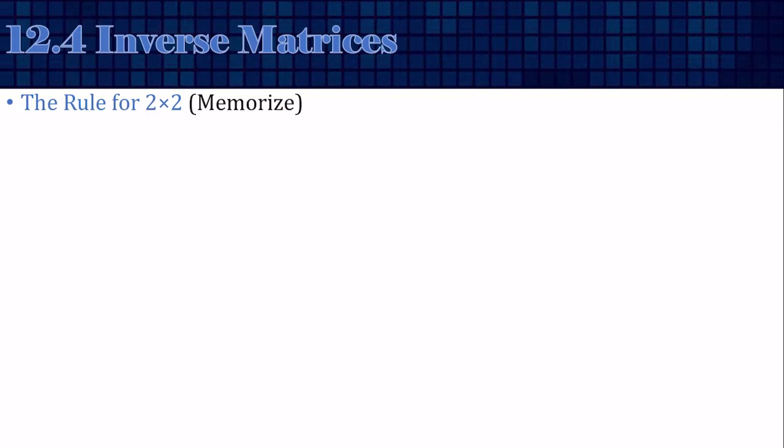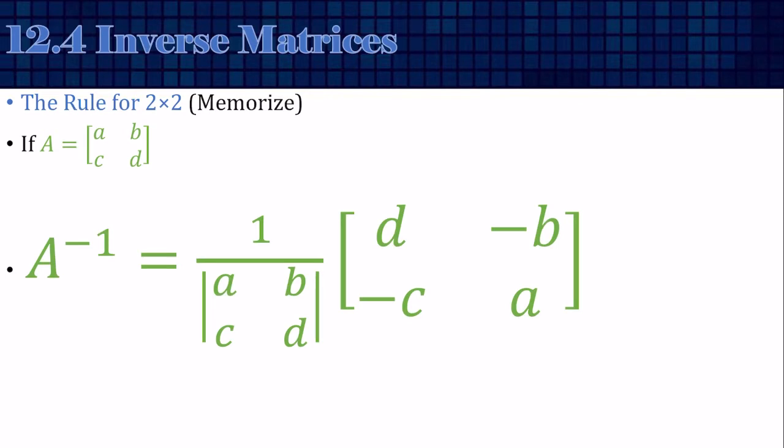All right, so how do we find the inverse? Well, here's the rule for the 2 by 2 matrix, which you should memorize. If our matrix is A, B, C, D, then the inverse is 1 divided by the determinant of A, B, C, D times this mixed up matrix. So what happened? The downward diagonal traded places, and the upward diagonal has changed signs. So memorize that little formula.